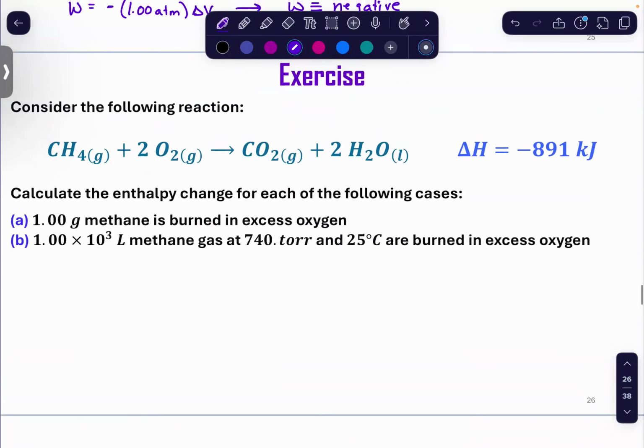Okay. What about this? Let's consider this reaction. It's the combustion of methane to form carbon dioxide and water. The enthalpy of this reaction is a negative 891 kilojoules.